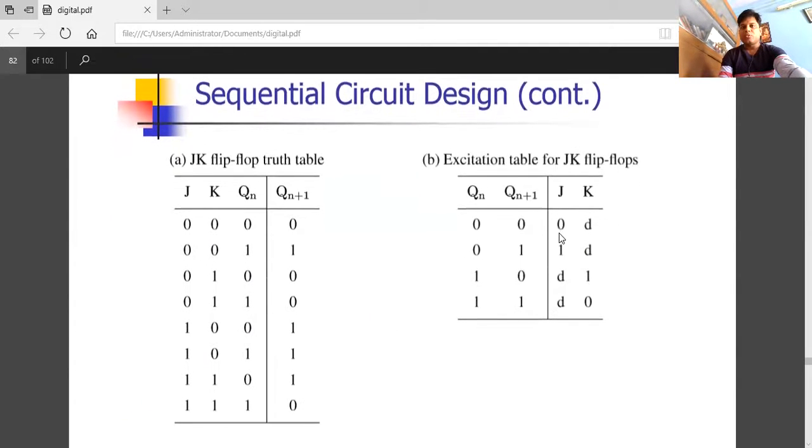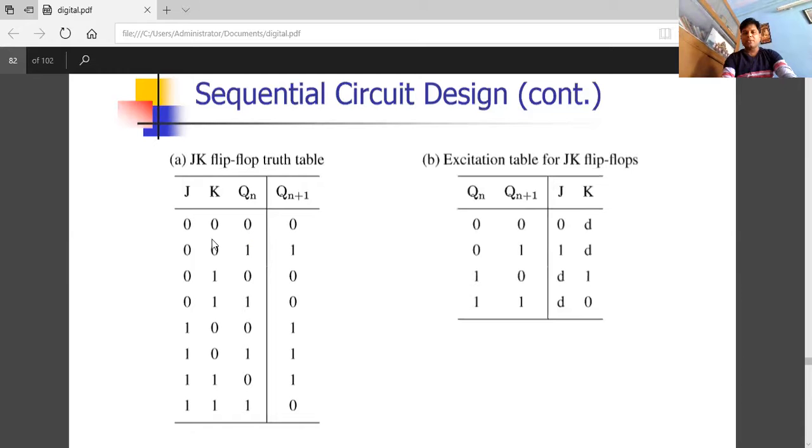So first of all, we have to cover the JK flip-flop. In JK flip-flop, we earlier covered the input section. Q is the present state and Q plus 1 is the next state. In present state 0, 0 and 0, JK has the value of Q. So we have covered all the things in JK flip-flop and the excitation table. In this excitation table, we cover present state 0, next state, and what is the value of JK.